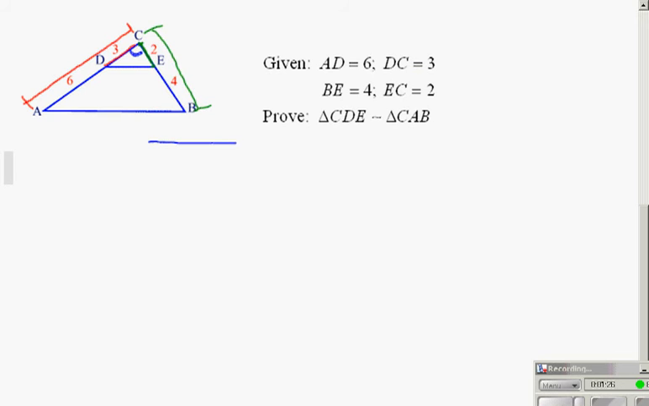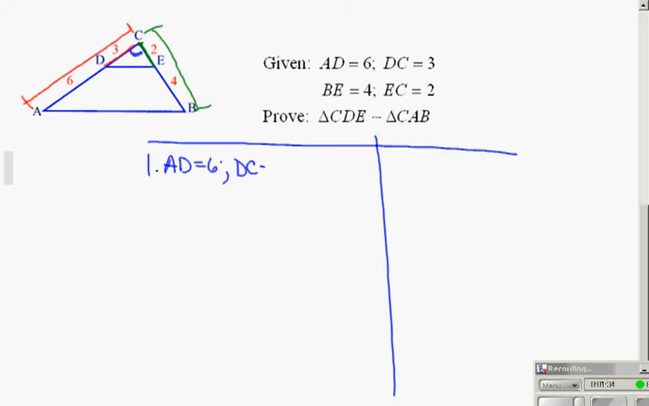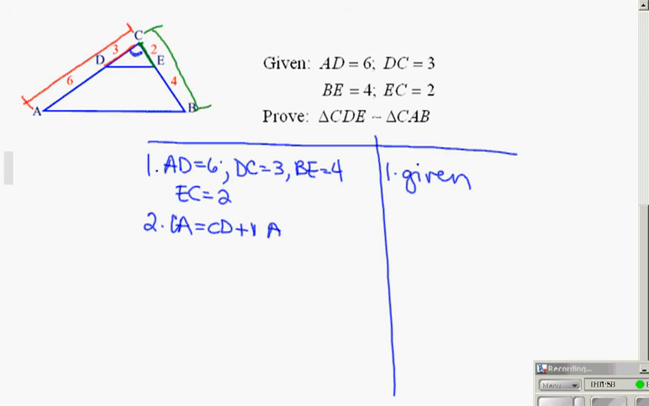So let's get started. So we got to get our given. AD is equal to 6, DC is 3, BE is 4, and EC is 2. Now, I need to get that CA and CB into my proof. So I'm going to go back to parts to whole, and I'm going to say that CA is equal to CD plus DA, and I'm going to say that CB is equal to CE plus EB.